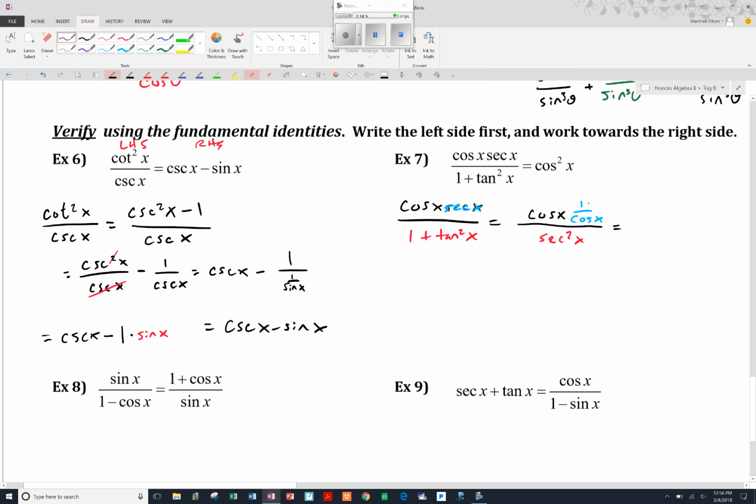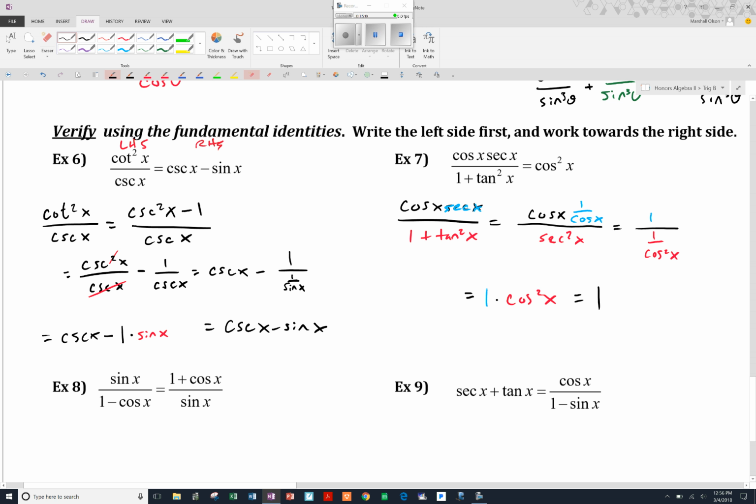Well, now cosine times 1 over cosine, that just equals 1. And my denominator is secant squared. Well, secant squared, I know, is 1 over cosine squared. So this is very similar to what we just had happen in our last problem. I'm going to call this the numerator times the reciprocal of the denominator. The reciprocal of the denominator is just cosine squared. So that's my final answer.